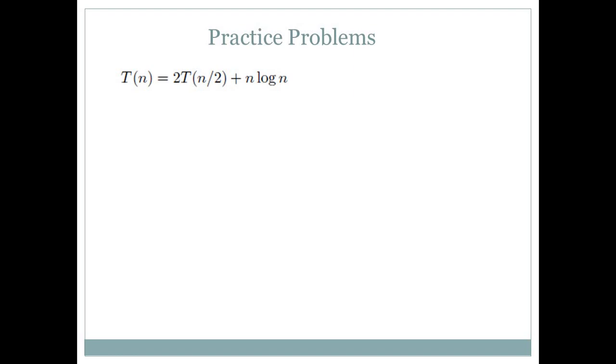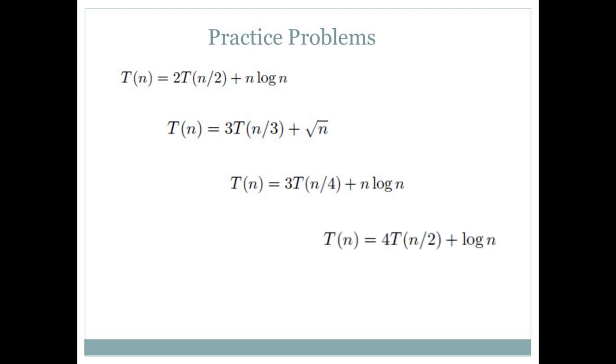First one is 2T(n/2) plus n log n. Second one is 3T(n/3) plus root n. Third is 3T(n/4) plus n log n. And last, fourth is 4T(n/2) plus log n. So your task is to find which case of the master theorem solves each equation, and also find the solution for these 4 practice problems.